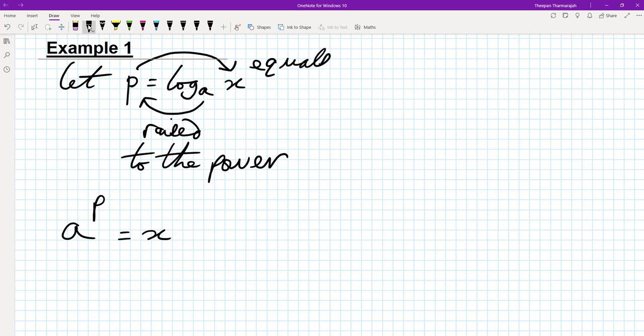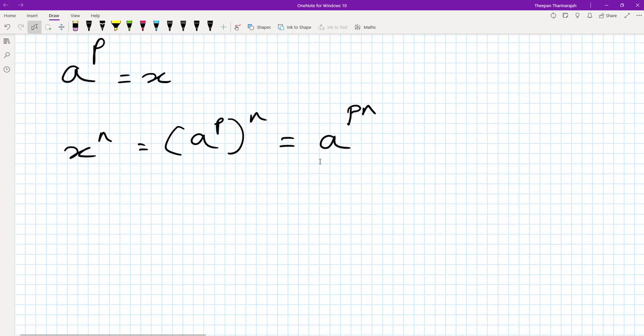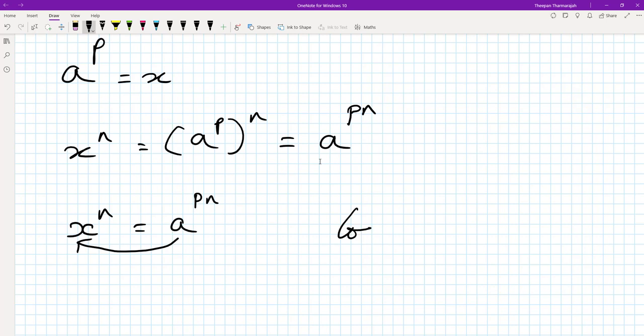So now, what we're trying to show is, what would be X raised to the power of n? Well, X in our case is A to the power of P. We know from the laws of indices that's A to the power of Pn. So now we can do the following: X to the power of n is A to the power of Pn. So now we do logs, so log base A of X to the power of n equals Pn.